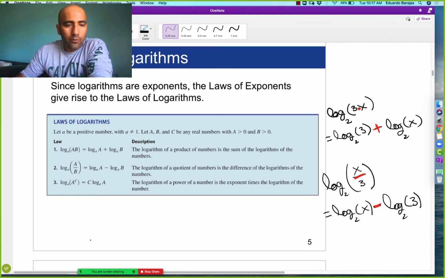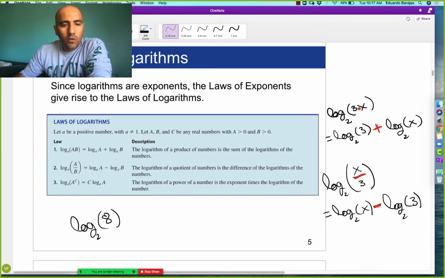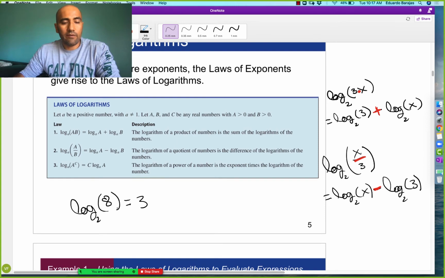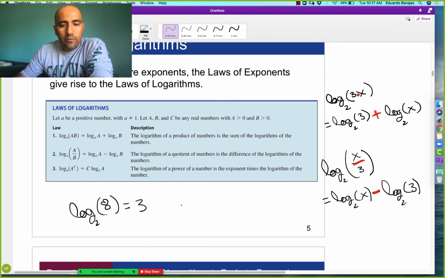So, for example, if this was log base 2 of 8, we know that the answer is 3, right? Log base 2 of 8 is 3. So we can rewrite log base 2 of 8 as log base 2 of 2 to the third power, right? Because 8 equals 2 to the third power.